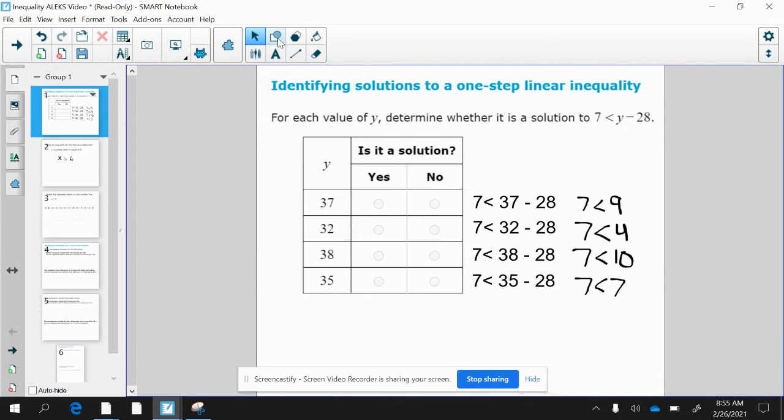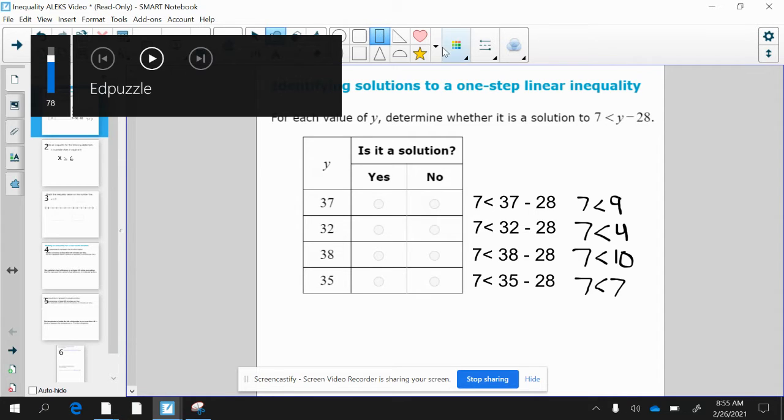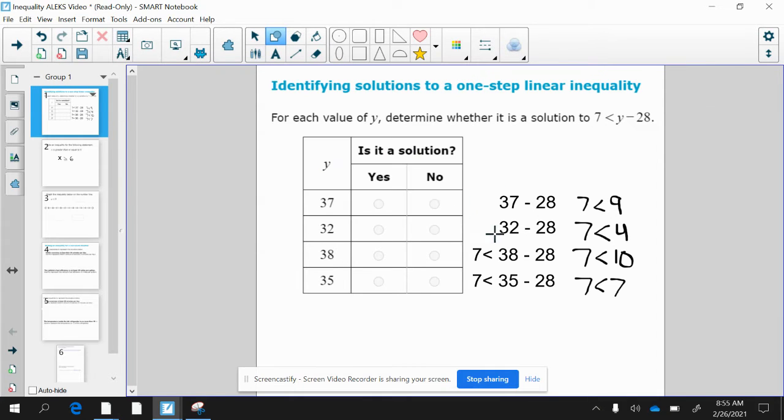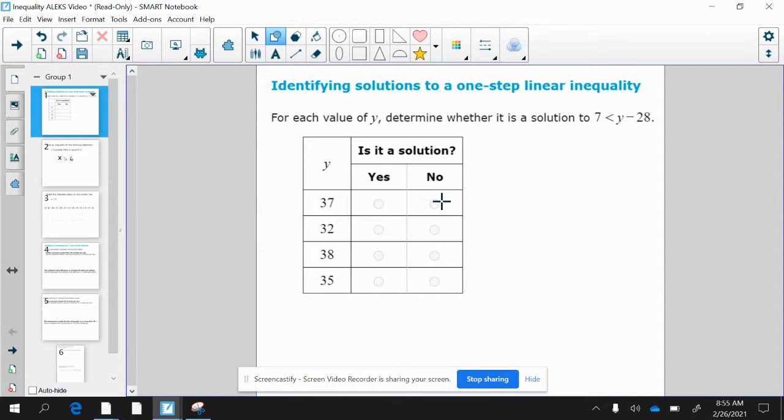I wanted to go over some of the problems that I know some students are struggling with on homework number 30. So let's just dive right in. This is one of the problems that a lot of students are struggling with. It's something like 7 is less than y minus 28. It says for each value of y, determine whether it is a solution of this.